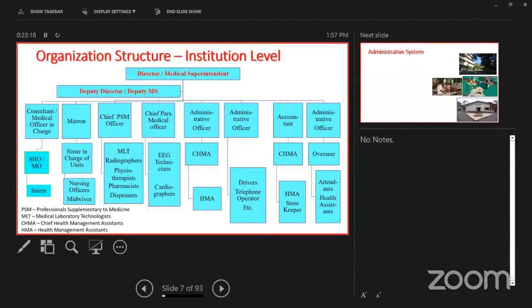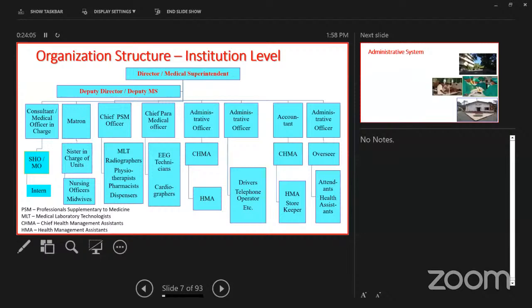And then under the administrative officer, there is a chief health management assistant, or what you call CCO, chief clerk. Under him, there are health management assistants. This is the clerical staff, right? The clerical group. Then under the administrative officer, there are semi-skilled and skilled officers, primary skilled and primarily unskilled officers, like drivers, telephone operators. There are a variety of categories under that. Those are called primary, semi-skilled or skilled categories.